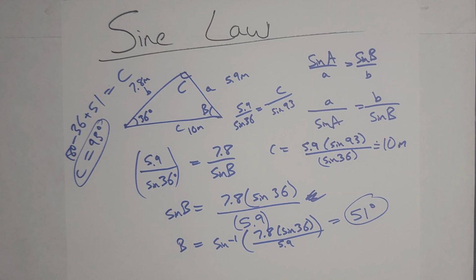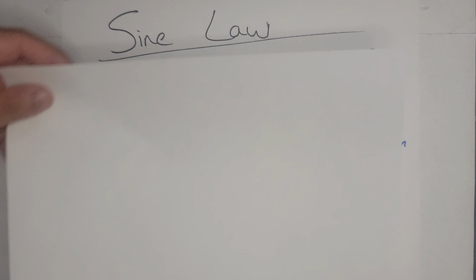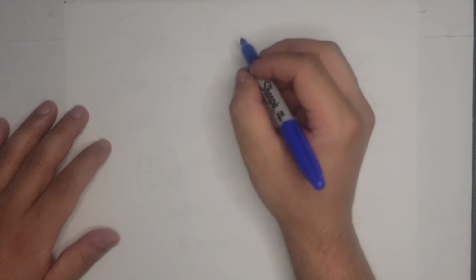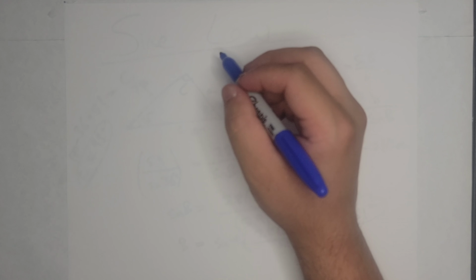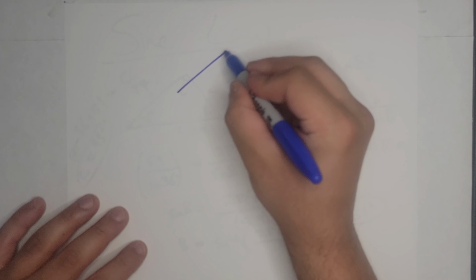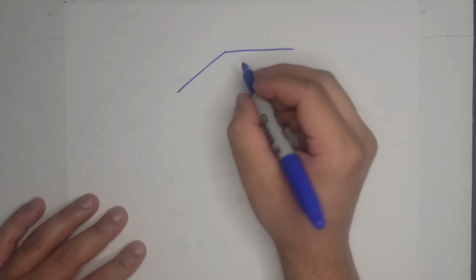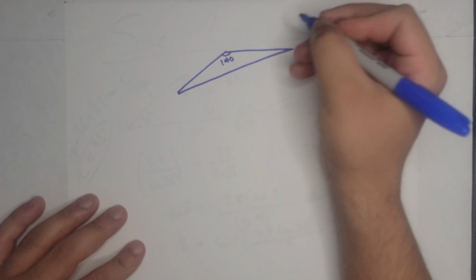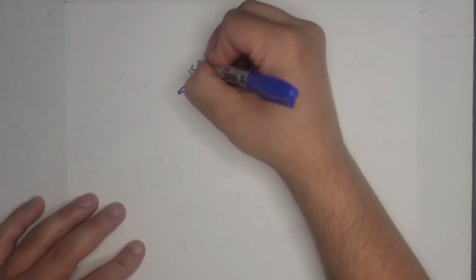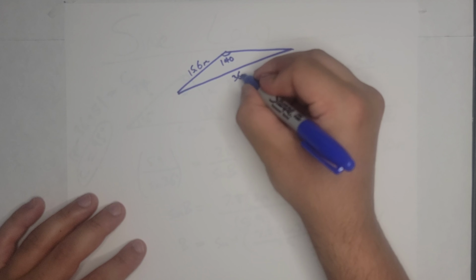So, yeah, math is really definitely fun. So, let's look at another example of another triangle. Let's do one with a bigger angle. Let's say this angle is 140, and I have this 15.6 meters here and 36 meters here.